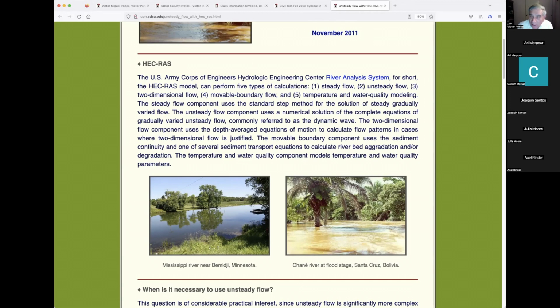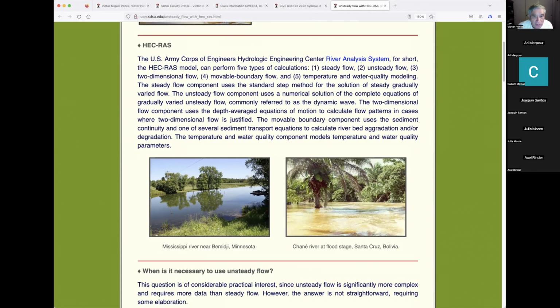Movable boundary flow, yes, many people have attempted to do movable boundary flow. We have done movable boundary flow too. Temperature and water quality model. And my understanding is that they are working on the 3D model. Hopefully they'll get it out anytime now. The steady flow component uses the standard step method. The unsteady flow component uses a numerical solution of the complete equations of gradually varied unsteady flow, a mouthful, commonly referred to as the dynamic wave. The 2-dimensional flow component uses the depth-averaged equations and so on and so forth.